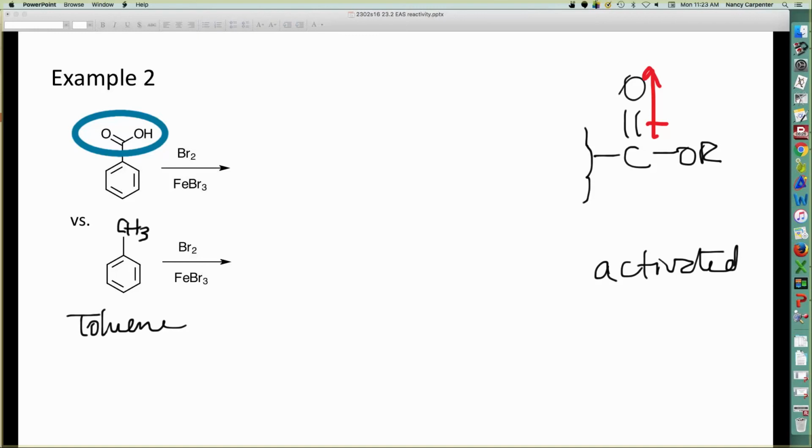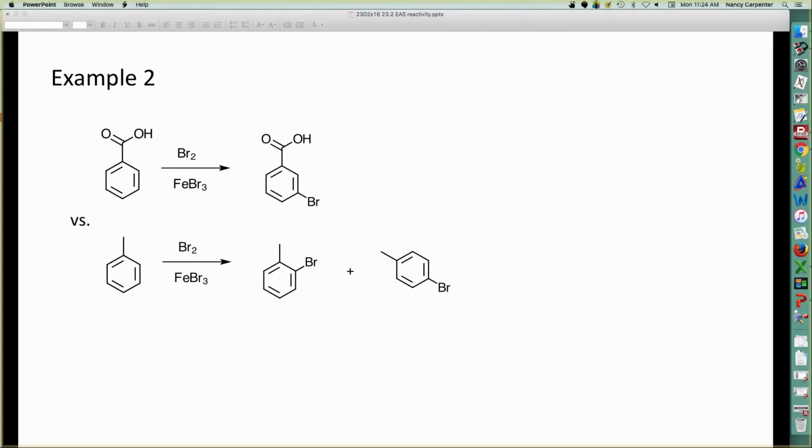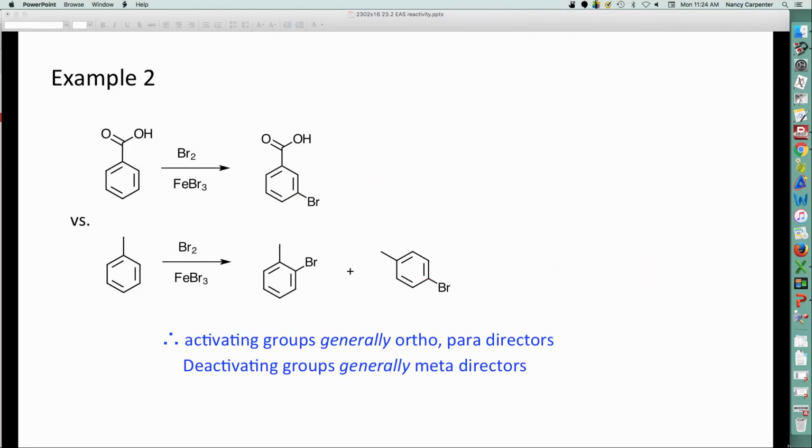So that's a deactivator, and when we compare the rates of reactions here, we should see not only does this guy go more slowly, but it's a meta director. This will be faster, and again, an ortho para director. So that's it in a nutshell. Activating groups which pump electron density into the ring are generally ortho para directors, and deactivating groups in general are meta directors.